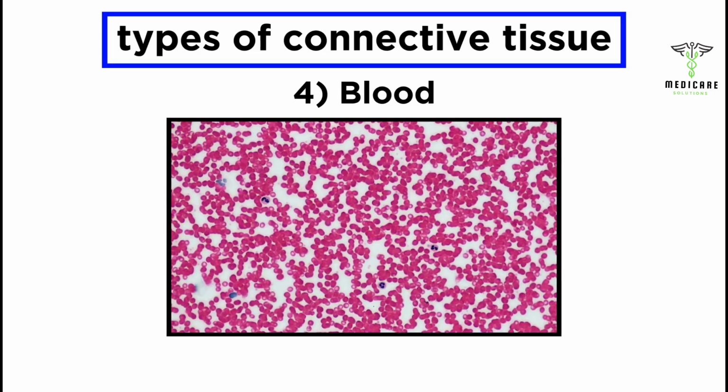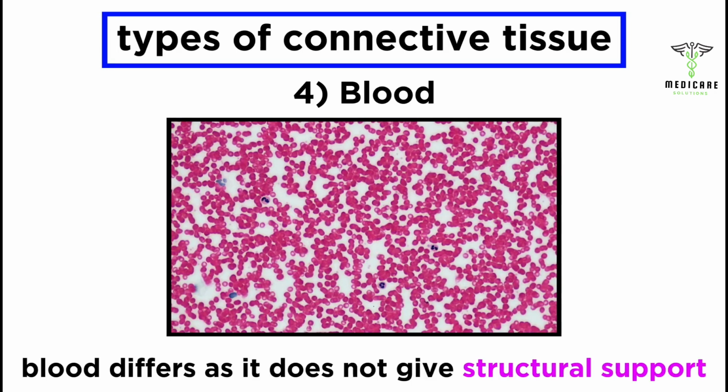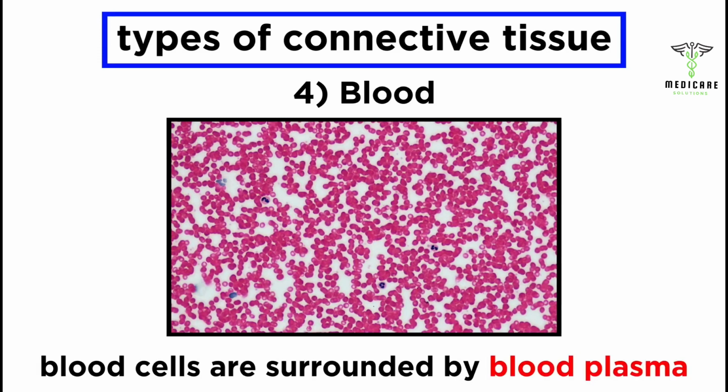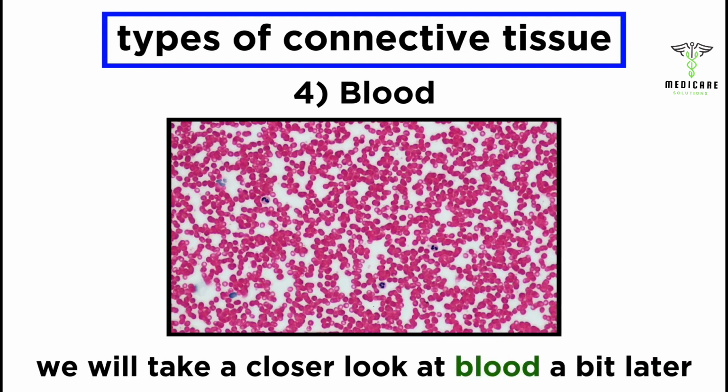Speaking of blood, which is the fluid found in blood vessels, this is also the fourth type of connective tissue. It seems counterintuitive because it doesn't connect or support anything, but we call blood a connective tissue because it develops from mesenchyme, and blood cells are surrounded by a non-living fluid matrix called blood plasma. Since blood is so different from the other types of connective tissue we have just discussed, we will hold off on describing blood until we investigate the circulatory system.